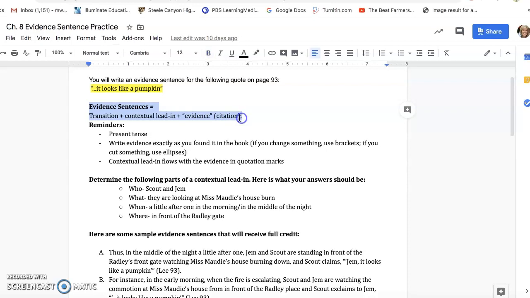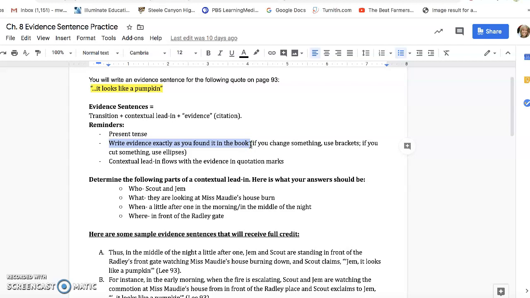Evidence sentences include what we call a transition, the contextual lead-in, the evidence in quotation marks, citation, and a period. Now, some reminders that we have to adhere to: we talk in present tense when we write about a piece of literature, and we need to write the evidence exactly as you found it in the book. When you put quotation marks around something, it's saying, I took this from the book. I promise you it's exactly like this.